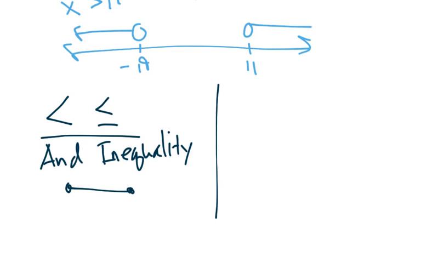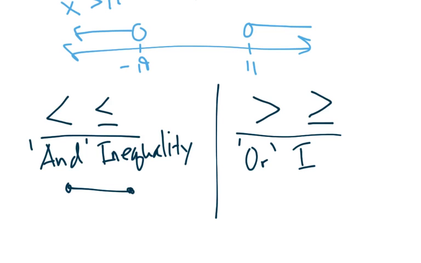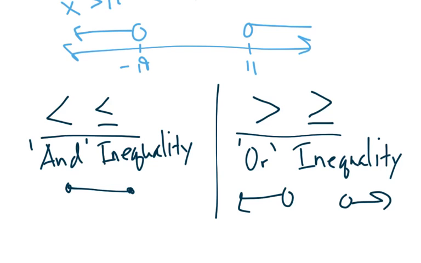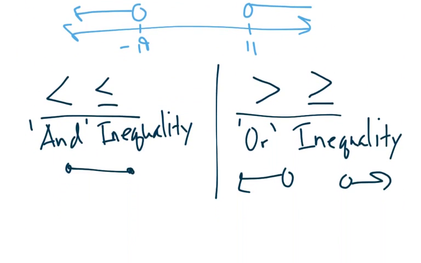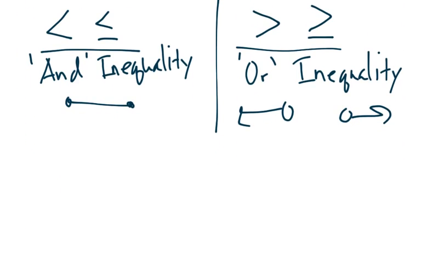On the other side, you have greater than or equal to. That's going to be an or inequality. And that's going to have a gap. Just like that. Now, I would like to also point out that if anyone wanted to, they could make these inequalities fairly complicated with a lot of sign flipping. So we'll do one more example.